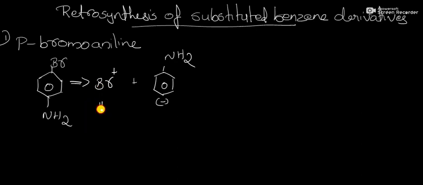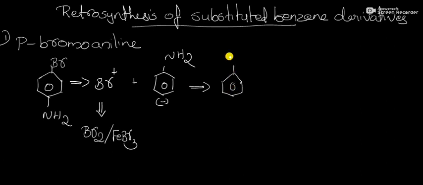Br plus, that is an electrophile, can be synthesized from bromine in the presence of FeBr3, and this anion can be synthesized from aniline. So these are the synthetic equivalents of the corresponding synthons. Then what will be their total synthesis?